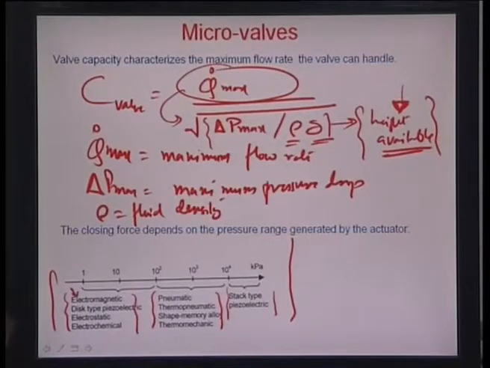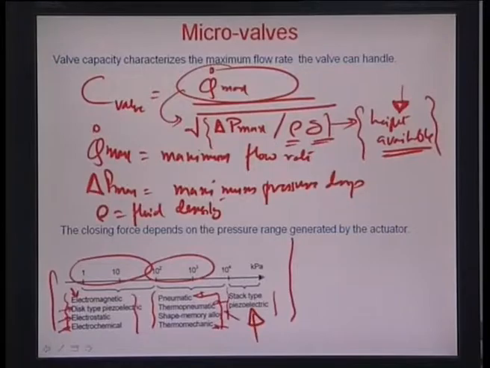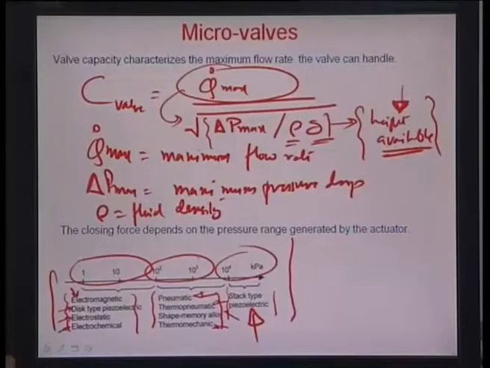So for electromagnetic, disc type piezoelectric, electrostatic and electrochemical actuation, the pressure ranges that can be generated by the actuator are roughly about 1 to 10 kilopascals. If you go a little bit higher to pneumatic, thermopneumatic, shape memory alloy based and thermomechanical actuators, the pressure ranges would be about 100 to 1000 kilopascals. The highest pressure range is given by the stack type piezoelectric, where multiple piezoelectrics are stacked one on another, and the effective pressure felt is the series pressure of all these piezo crystals taken together. Here the actuation pressure can be as high as about 10,000 kilopascals.